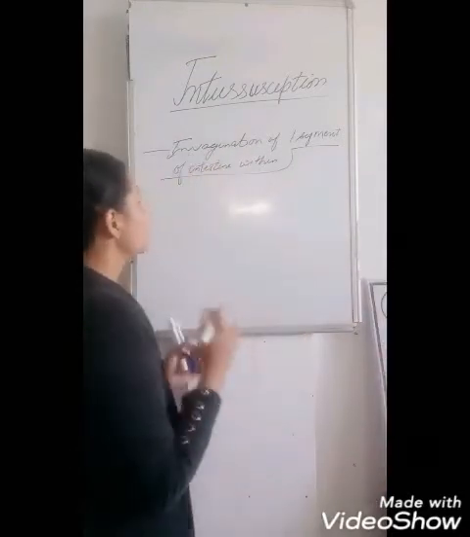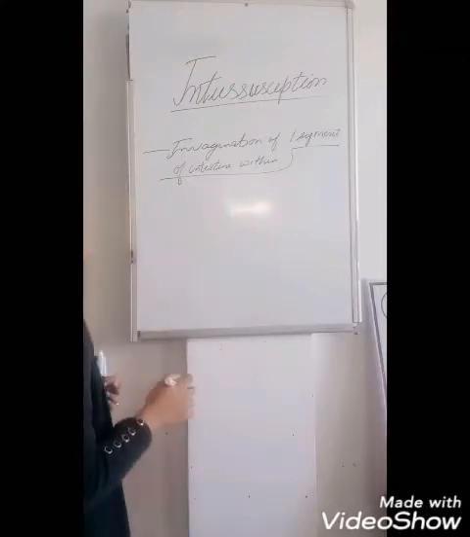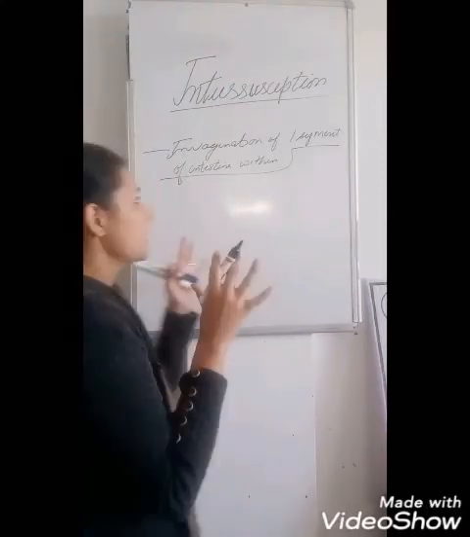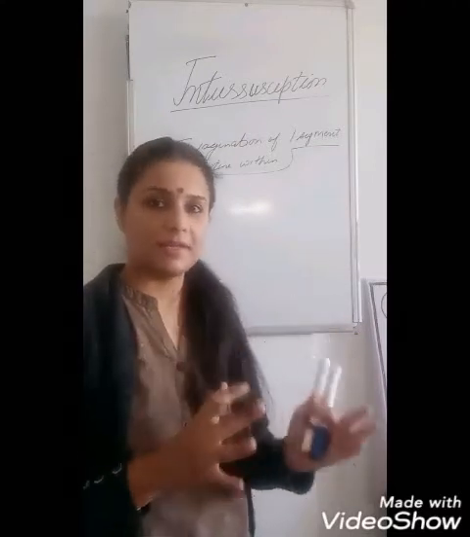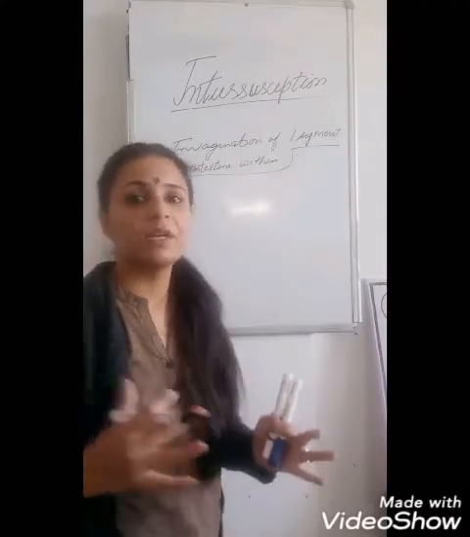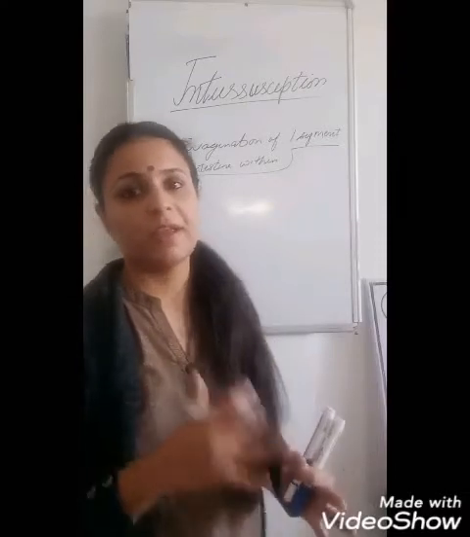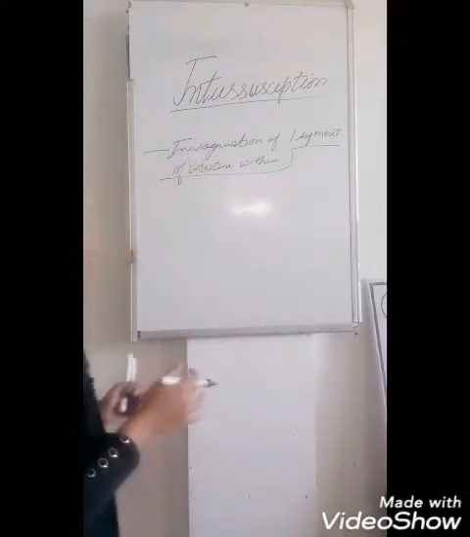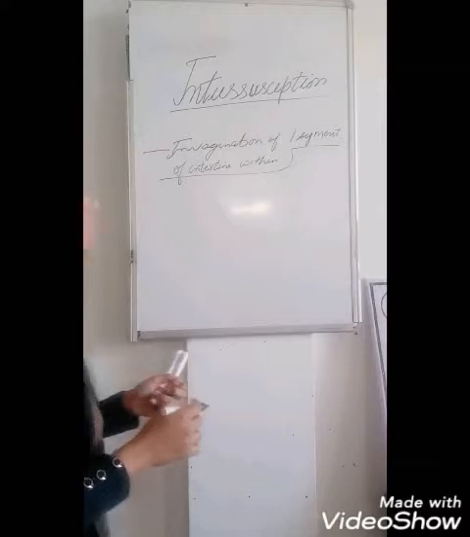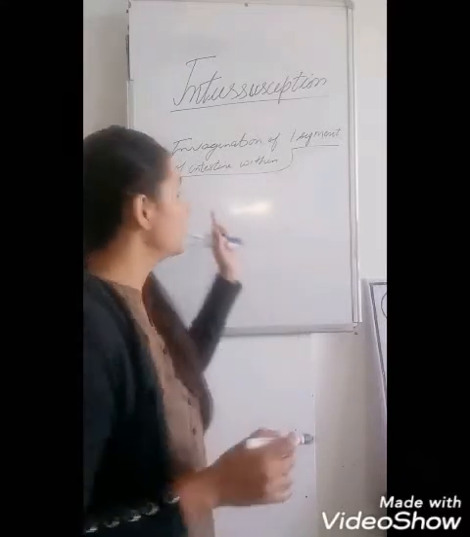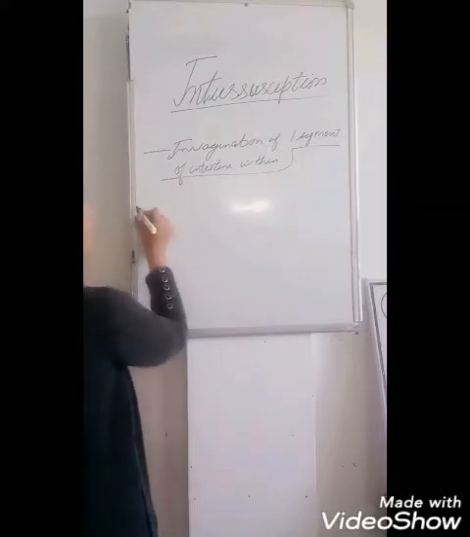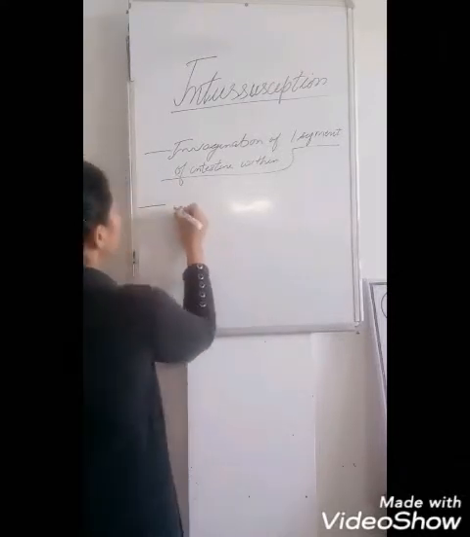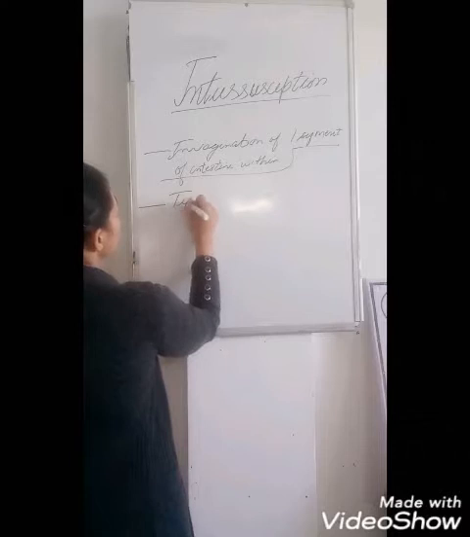So what happens here? The segment which receives is called intussusception, and the segment which enters is called intussusceptum. These are the parts of intussusception. I will draw that diagram and will explain the parts. Before that, I would like to tell you the types of intussusception.